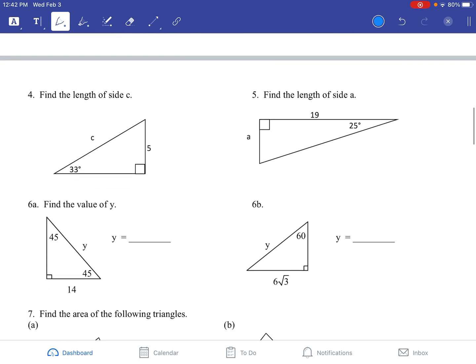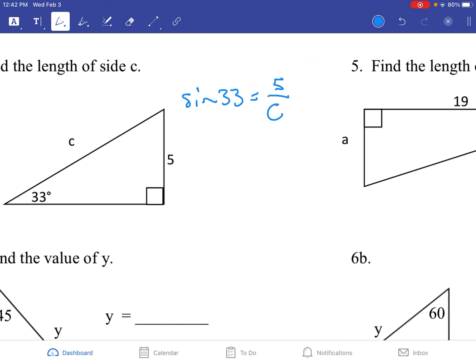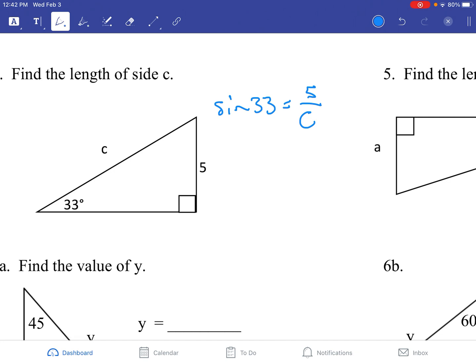Find the length of side C. We're given the opposite and the hypotenuse. So we're going to use the sine of 33 equals the opposite over the hypotenuse. With this being our problem, that's the setup. We just have to solve this. So we have 5 divided by the sine of 33, which gives us C is equal to 9.18.